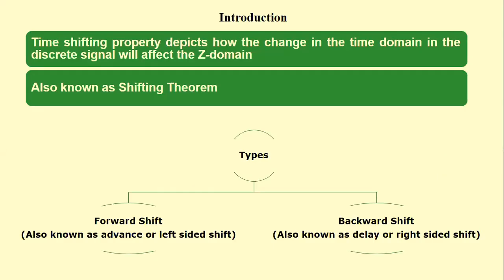Now, what is the shifting theorem? What is time shifting actually? Time shifting is basically the shift or change in the occurrence of any particular sample. For example, if we have a unit impulse signal, it is 1 at k equal to 0 and 0 elsewhere. That means at the 0th sample, or at k equal to 0, the value of this signal is 1, otherwise it is 0.